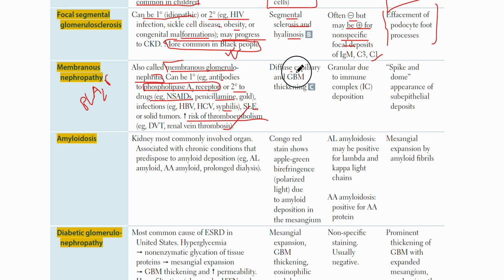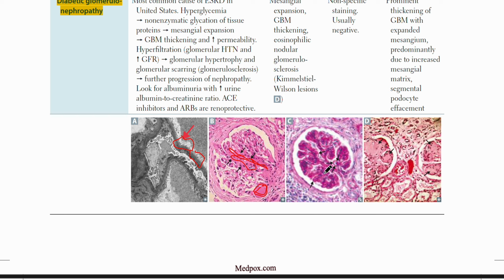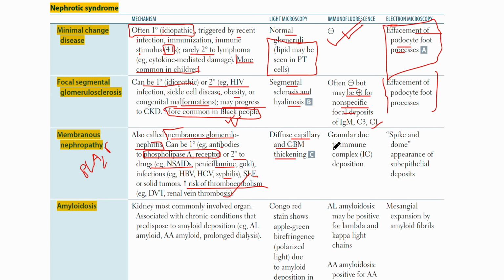In light microscopy, there is diffuse capillary and GBM thickening. Okay. You can see prominently there is diffuse capillary and GBM thickening. You can see this is GBM thickening and these are capillary thickening right here. Okay. So granular pattern due to immune complex deposition, and also spike and dome appearance is seen due to subepithelial deposits. Spike and dome, this spike and then dome appearance are seen in this case.